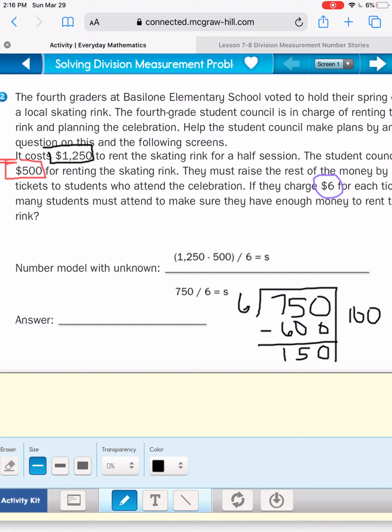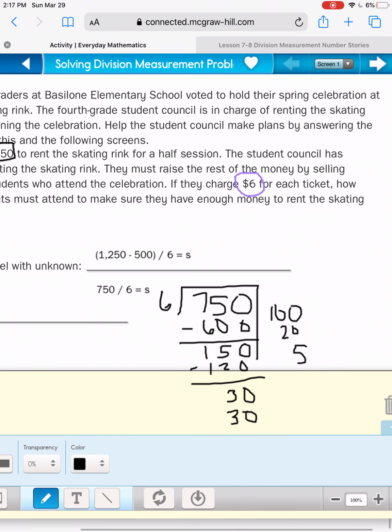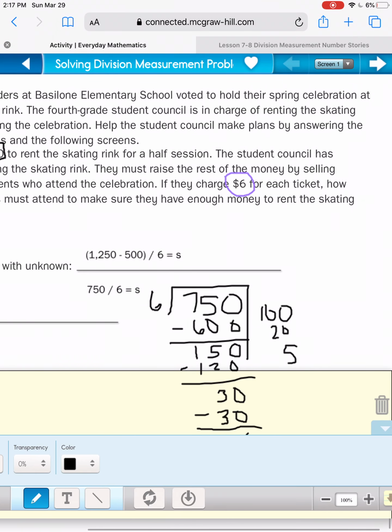Now the next part I'm going to use is going to be 20. 20 groups of 6 is 120, and that leaves me with 30. So now I can finish up the problem because 30 is a multiple of 6, and I know that 5 groups of 6 is 30. I apologize, my handwriting is not the best on here. So 100 plus 20 plus 5, when I add that together, is going to get me a sum of 125.